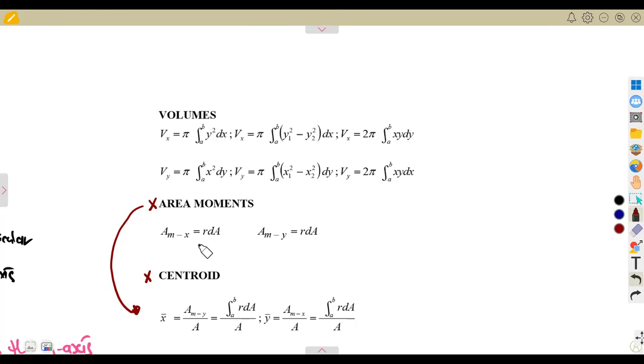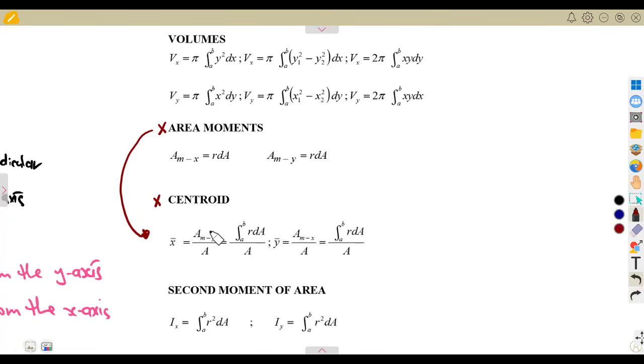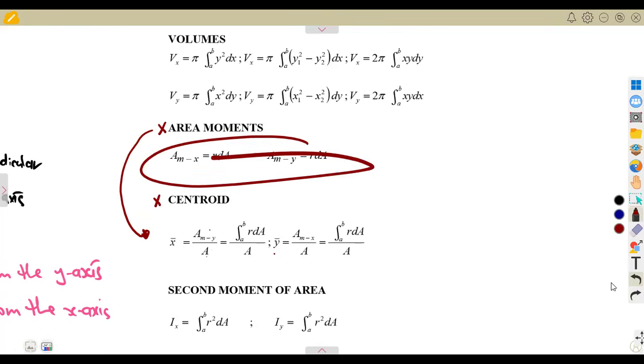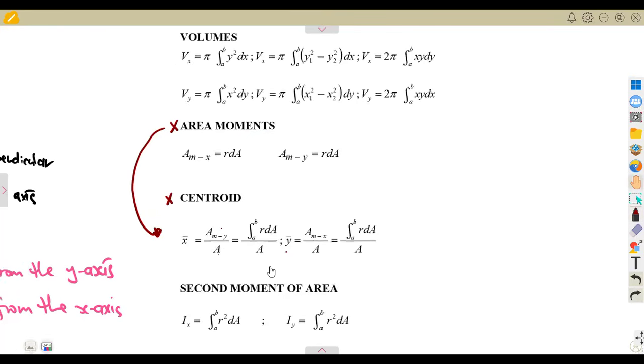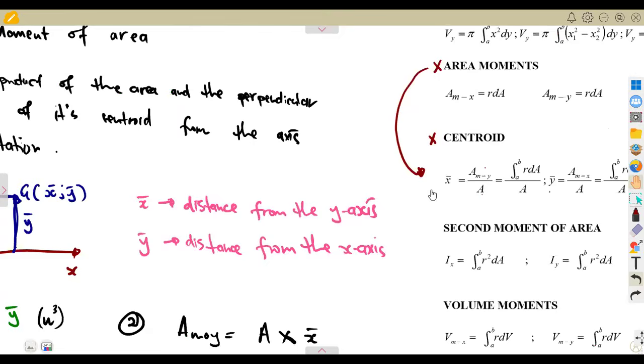The area moment for x is going to be the integral of r dA. The area moment for y is going to be the integral of r dA, which is the same thing. But these two are different, even if they look the same. So this type of question is a conditional question. You're going to conclude that part later on. This is the same thing you're having here: the centroid for x is the area moment for y over the area, and the centroid for y is the area moment for x over the area, which are the same areas that we calculated here.